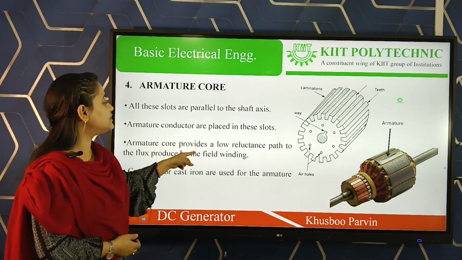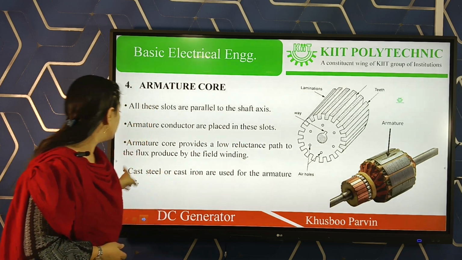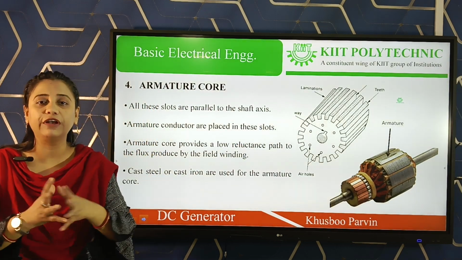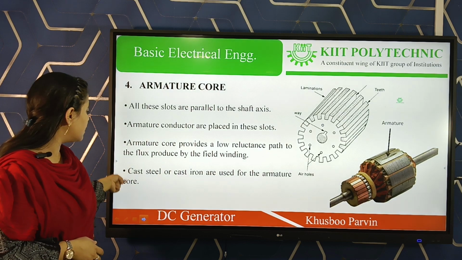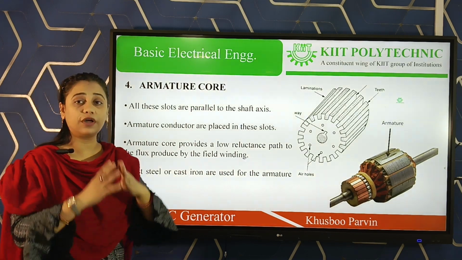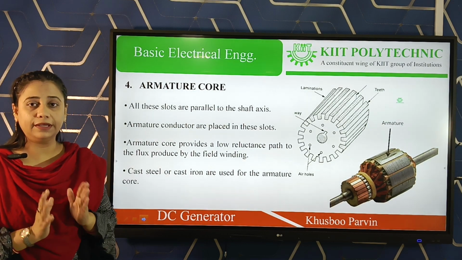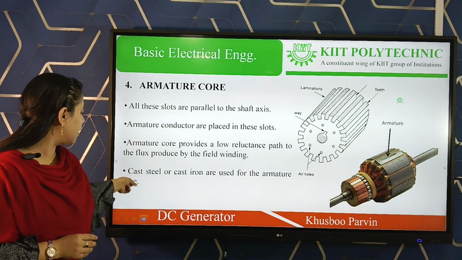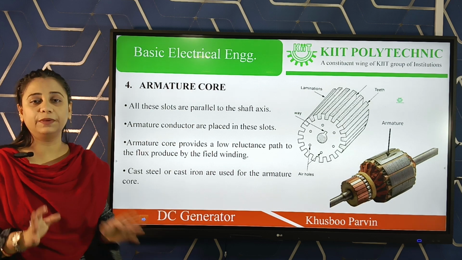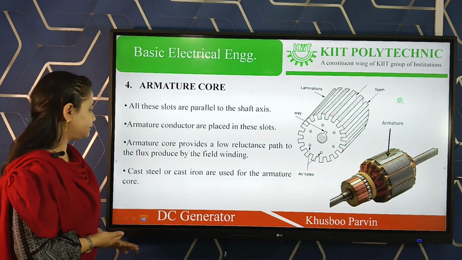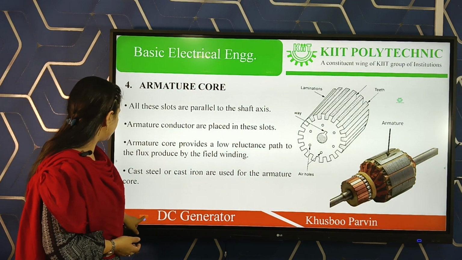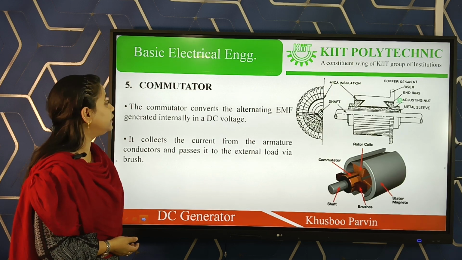Armature core provides a low reluctance path to the flux produced by the field winding. So you can say cast steel or cast iron are used for the armature core. For making the armature core, you can see cast iron or cast steel is used. Okay. So next one is a commutator.